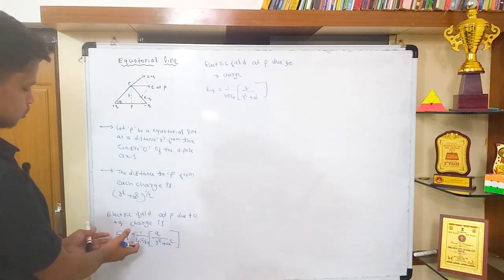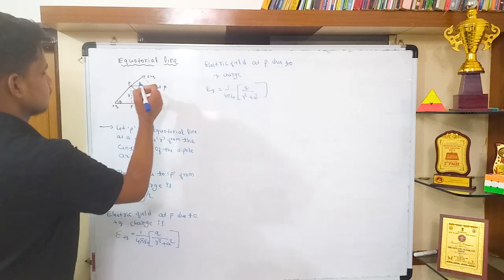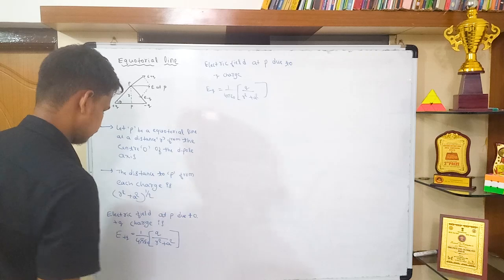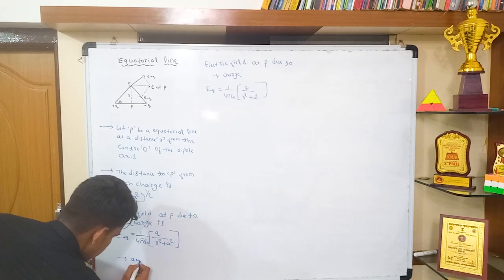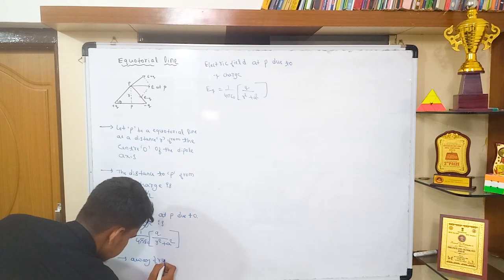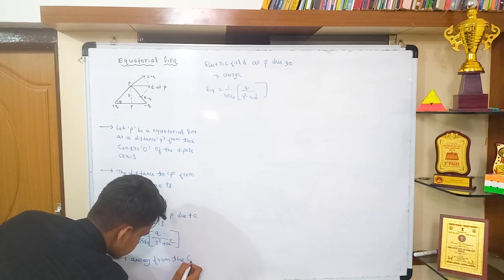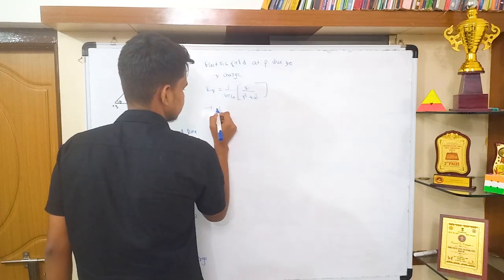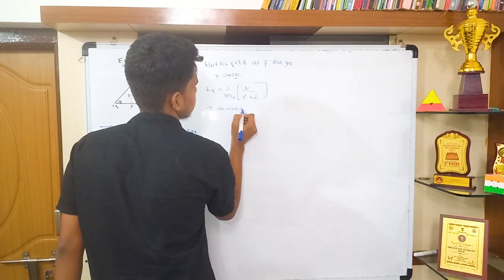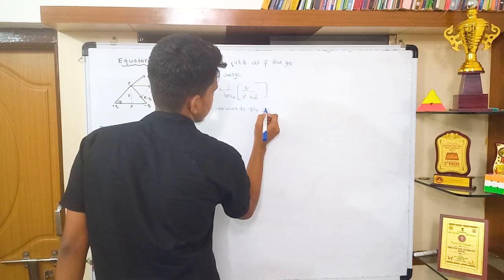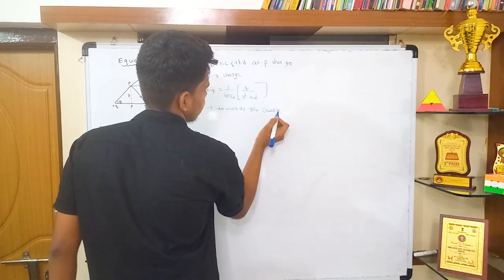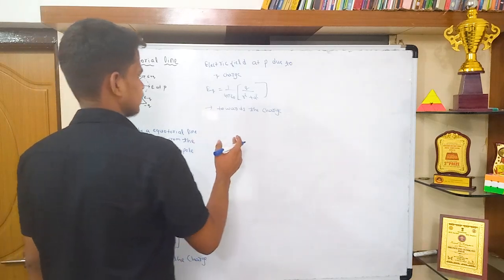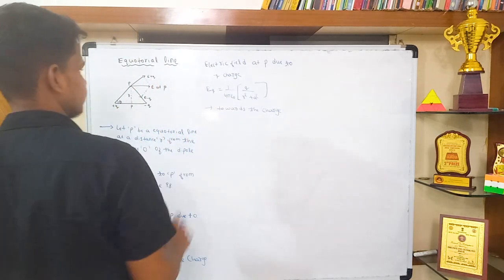Here what we can write: this is away from the charge and this is towards the charge. This is away from the charge. The electric field of minus q is towards the charge. So you can write this as away from the charge. Write this as towards the charge. You should write it like this. After this, towards the charge, we are done.